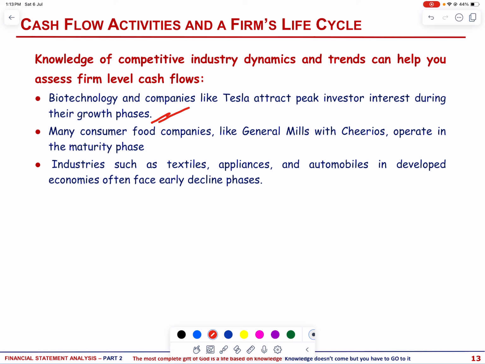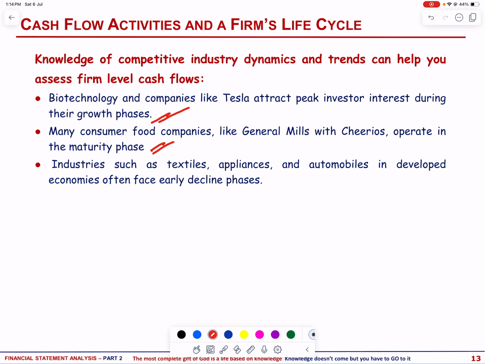Then, many consumer food companies are in the maturity phase of their product life cycle. Brands like Cheerios maintain maturity through consistent quality and promotion. Now, these companies introduce new products to replace older ones, but they generally operate within the stability of the maturity phase.